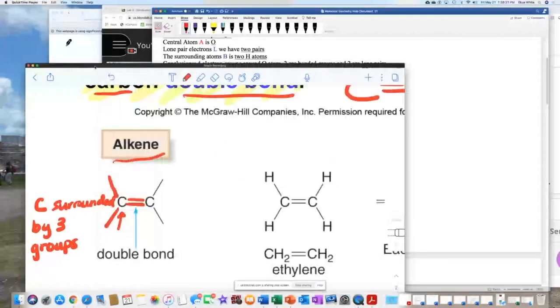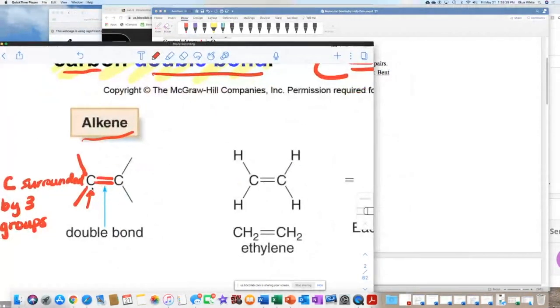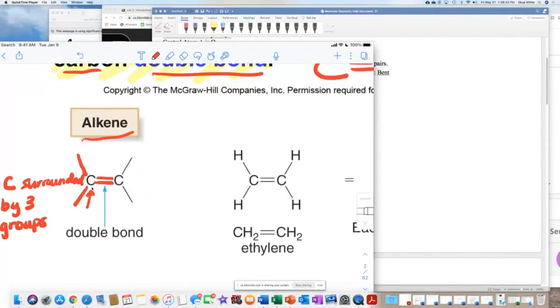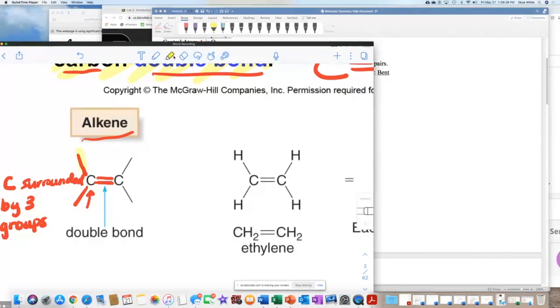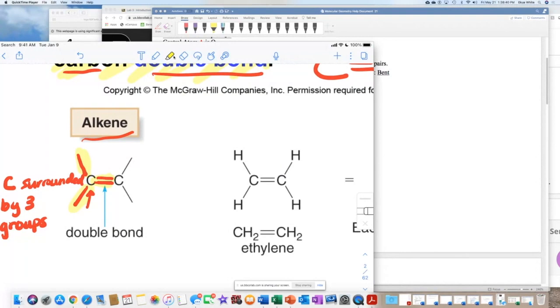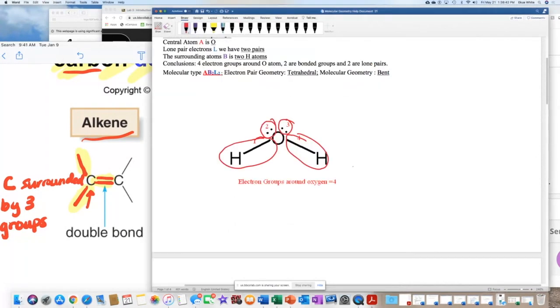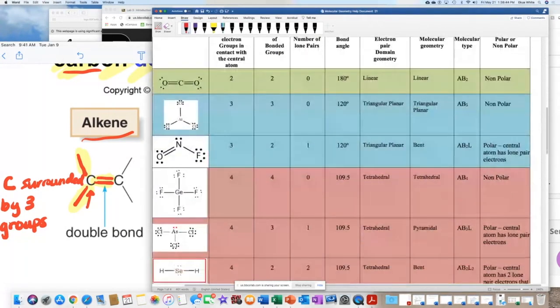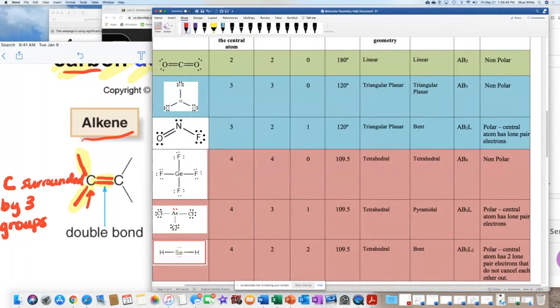So back to what I was doing. I was looking at the alkene, and I'm focusing on the left carbon of the carbon-carbon double bond. I can see right here, I need to write with this, I have three groups, one here and one here. So how do I use this table on the right to figure out what the shape is?